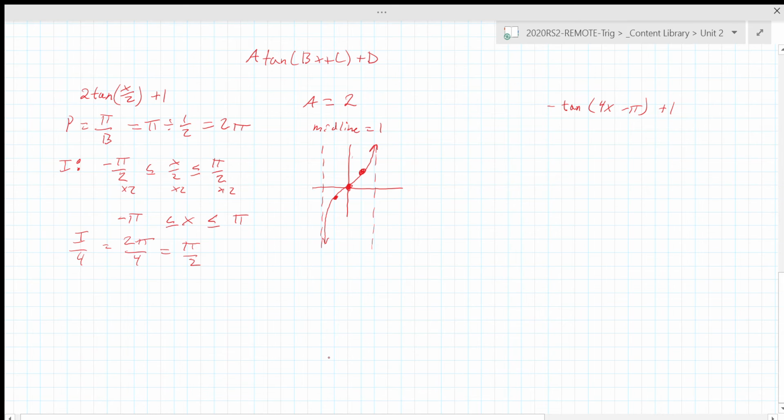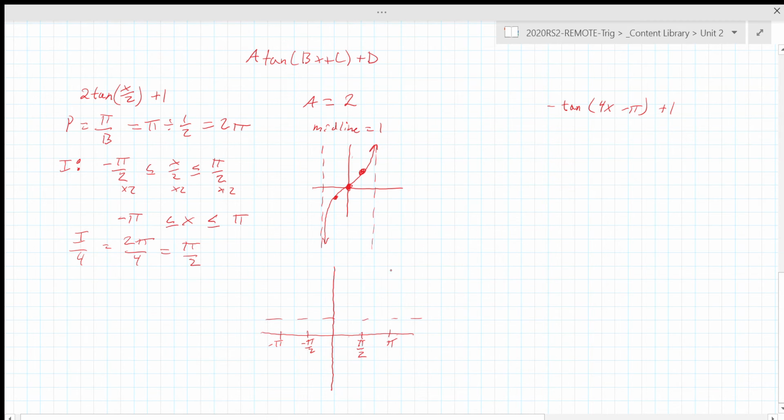And now we're ready to graph our tangent function. So we're starting at negative pi on the left, and then we're going up by pi halves each time. Next, I'm going to graph our midline. Our midline was at 1.